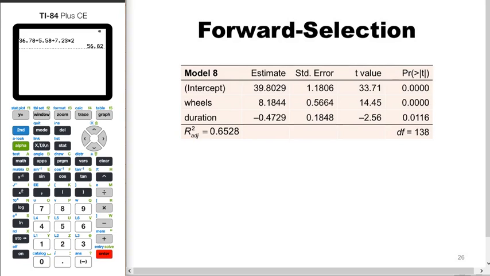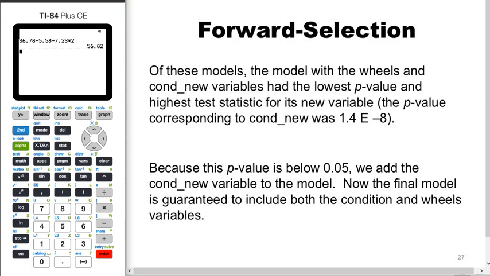So of these models, 6, 7, and 8, the model with the wheels and con nu variables had the lowest p-value and highest test statistic for its new value. The p-value here for con nu was 1.4 times 10 to the negative 8. Because this p-value is less than 0.05, we will add it to the model. So now every model I look at from here on will have both wheels and con nu added to it.